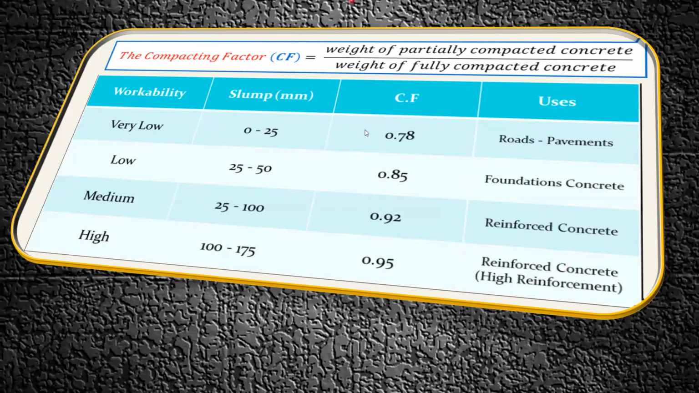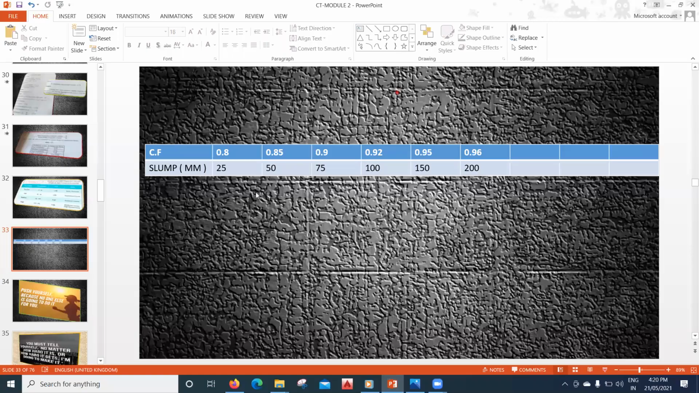There is one thing that we need to understand again. Let us say, give me a minute, I'll try to draw a small table here. I've written the compaction factor here and the slump here. We'll try to understand this.